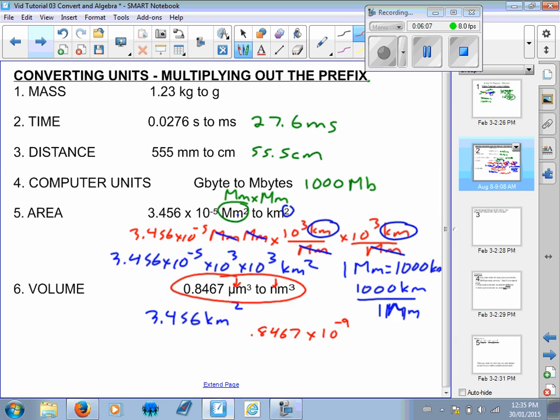Now, the only problem we have is we have to convert to scientific notation. So 8.467, I multiplied by 10, so I have to divide by 10. There's our answer. Nanometers cubed. So you can check your work on that. If you disagree with me, let's chat in the morning.